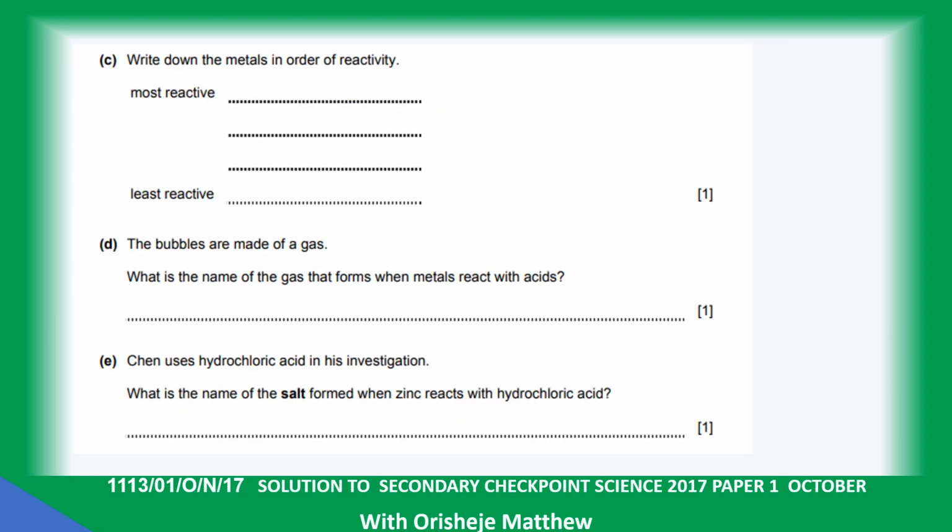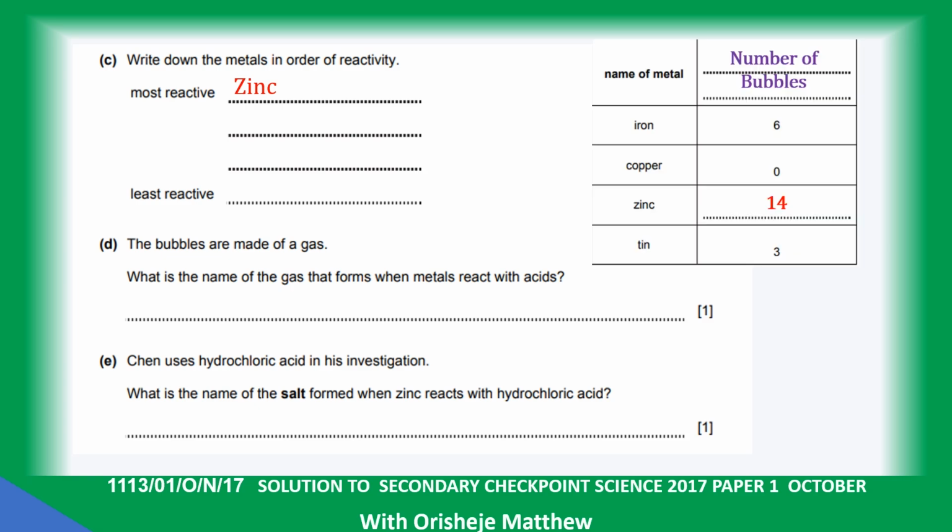Write down the metals in order of reactivity. If you look at them, the one that has the highest number of bubbles is the most reactive, which is zinc. The next is iron. The next is tin. Then you have copper, which is the least reactive.